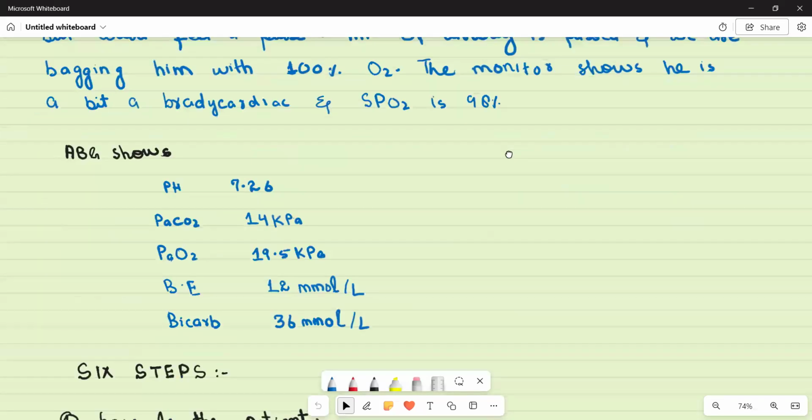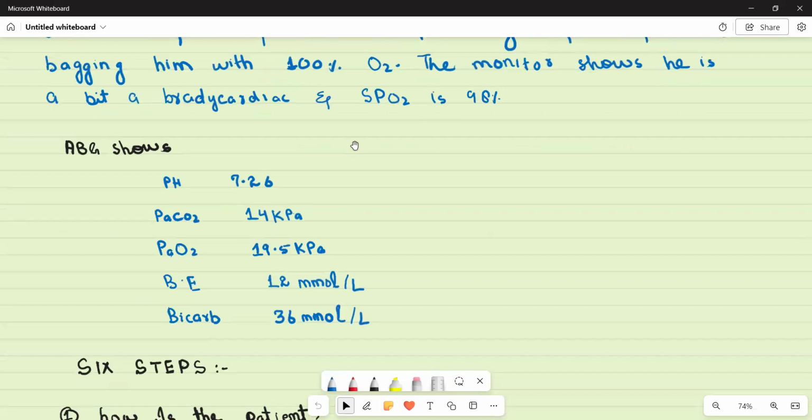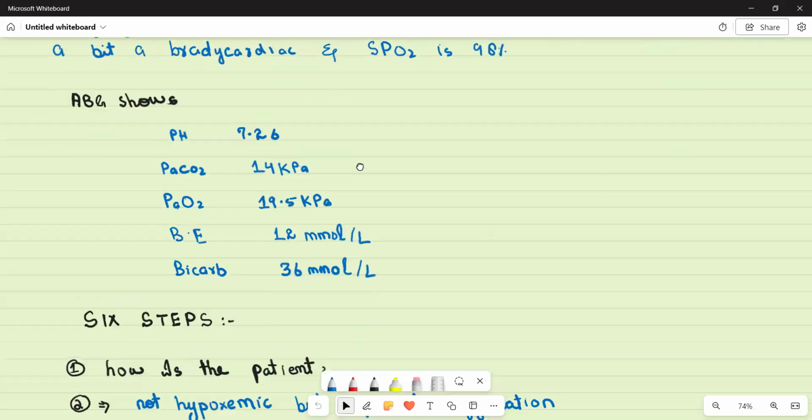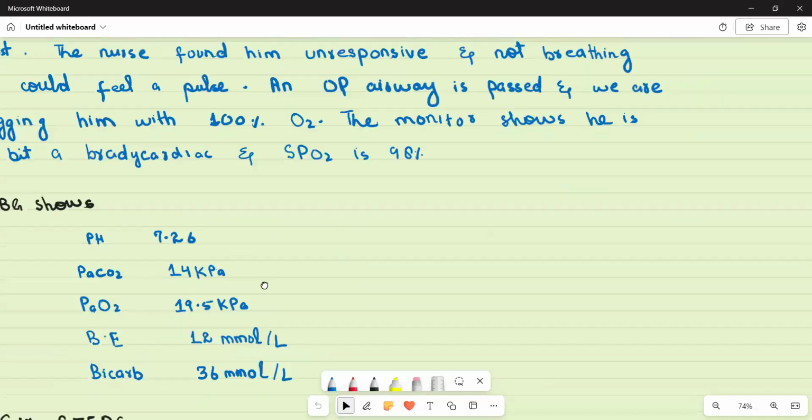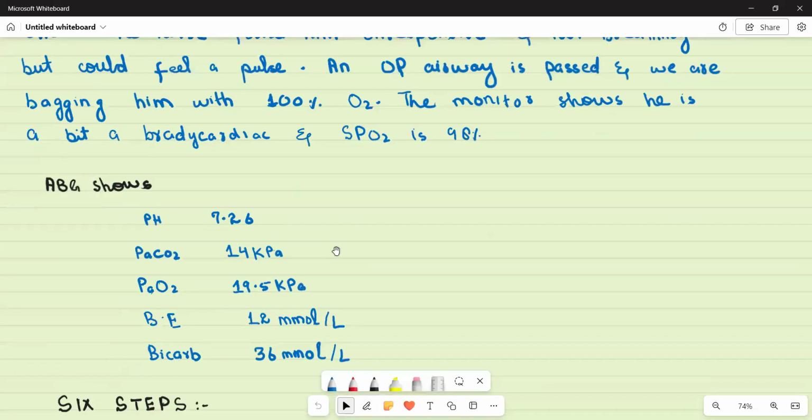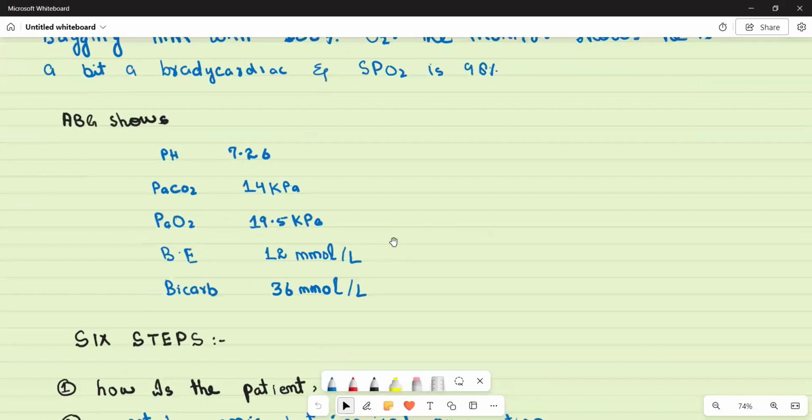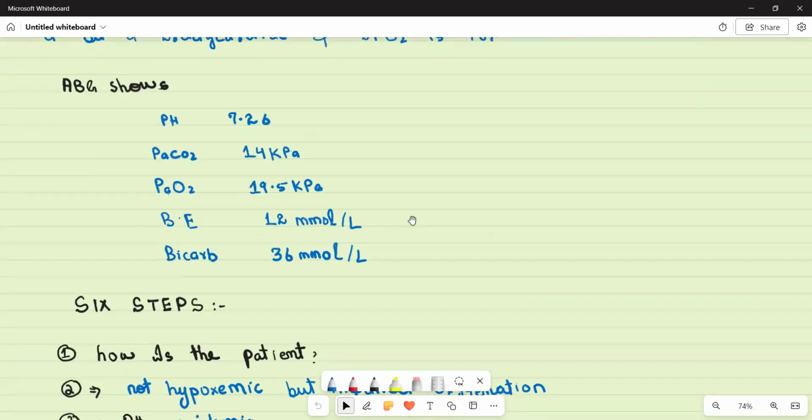Okay, so you have taken an ABG sample and requested an ABG report. The ABG report comes back and let's interpret it using our 6-step approach. So first of all, the first question is how is the patient? So you know about the patient's clinical background. Is the patient hypoxemic? What is the partial pressure of oxygen? 19.5 kilopascal. It's more than 11 kilopascal. So no, the patient is not hypoxemic.